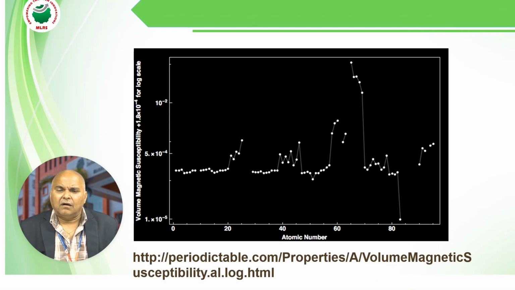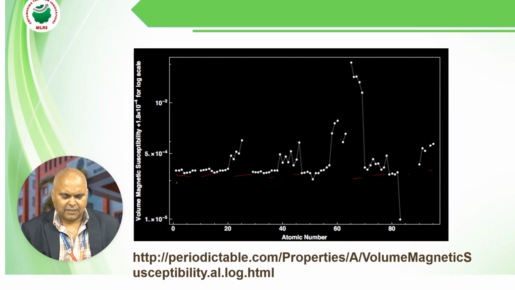Usually all materials exhibit some magnetic moment. It's not that only a few materials are magnetic. You can see in this figure a periodic table plot, atomic number versus magnetic susceptibility. You can see that magnetic moments are present in almost all the elements of the periodic table, but some are maximum, some are high, some are negative.